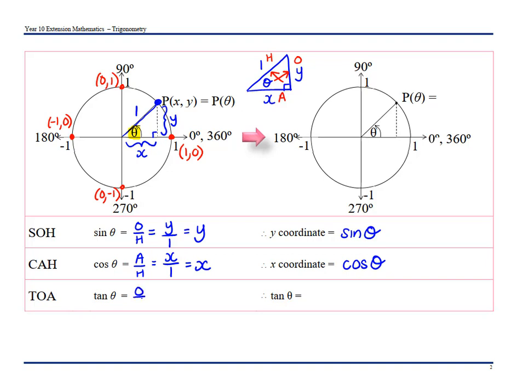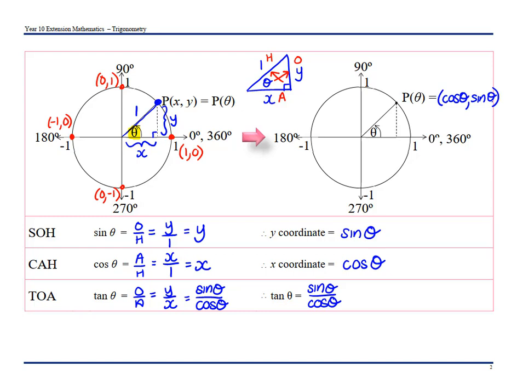Tan theta is opposite over adjacent. So looking at that triangle, opposite is y, adjacent is x. So tan theta is y over x, but y is sine theta and x is cos theta. So that means my tan theta is given by sine theta over cos theta. So no matter where I am on my circle, I can work out what my x value is by working out cos of theta, as long as I know the angle, and my y value is given by sine theta.